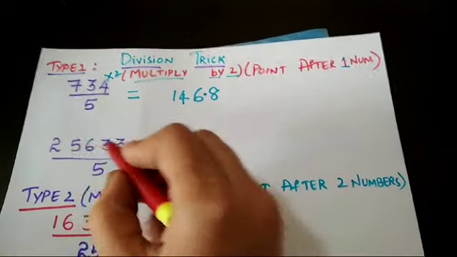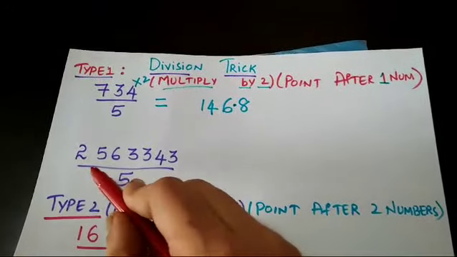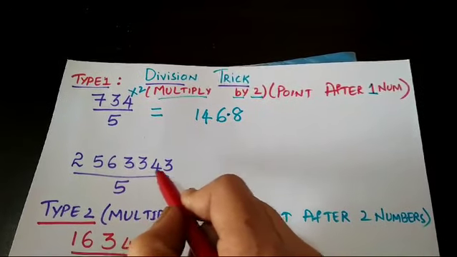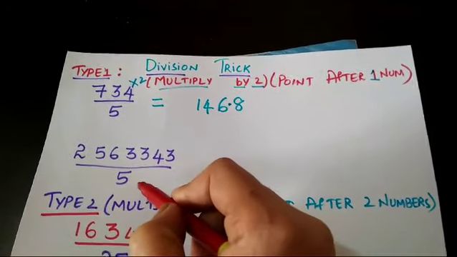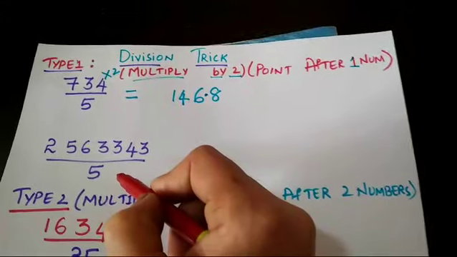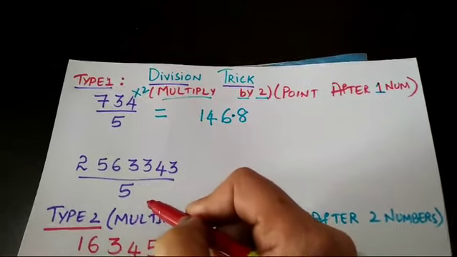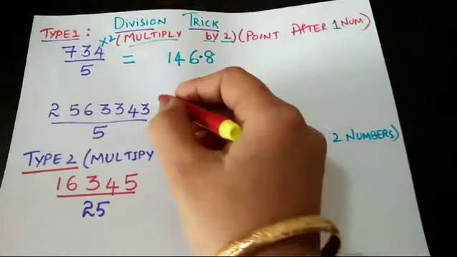See, the same, such a big number is there. That is 2,563,343 divided by 5. So if you do the normal division, it may take some time. So just remember this, multiply by 2 first.